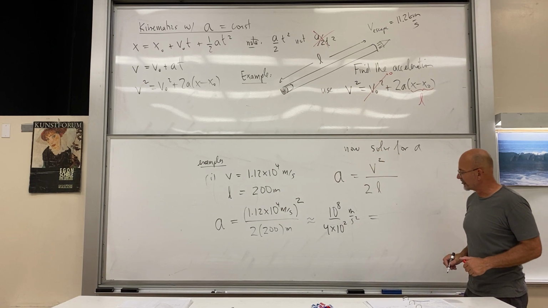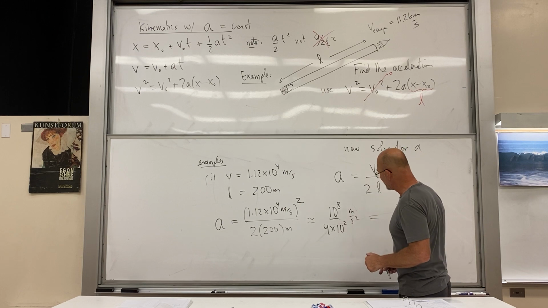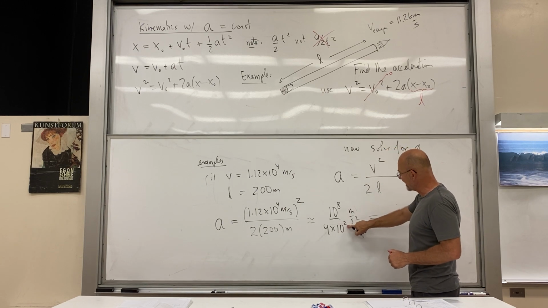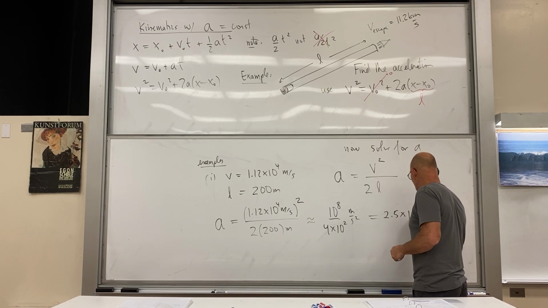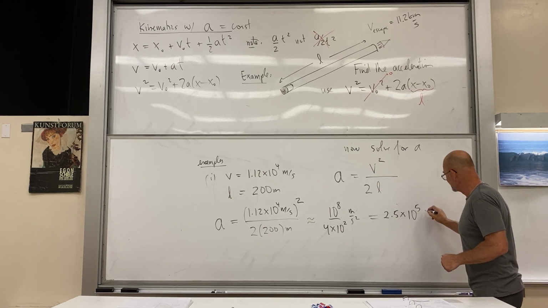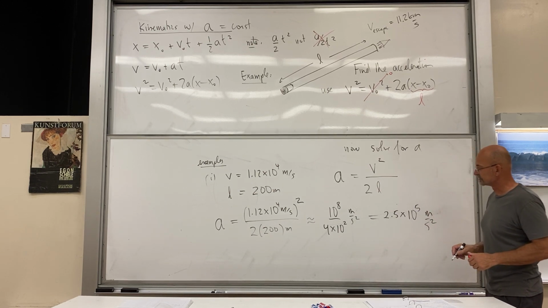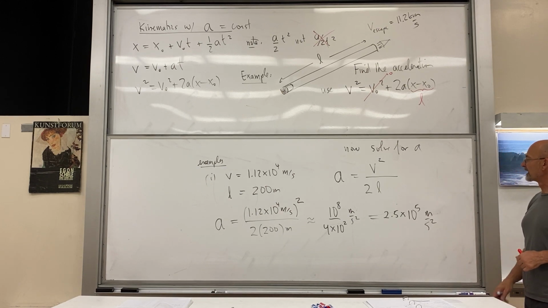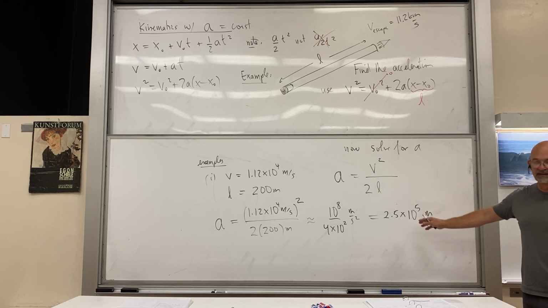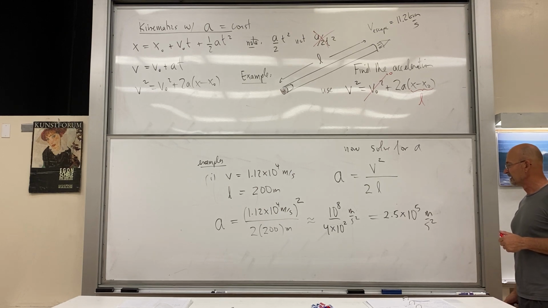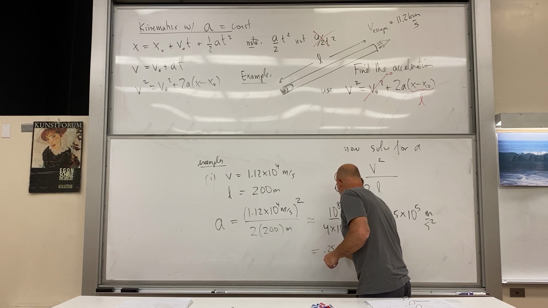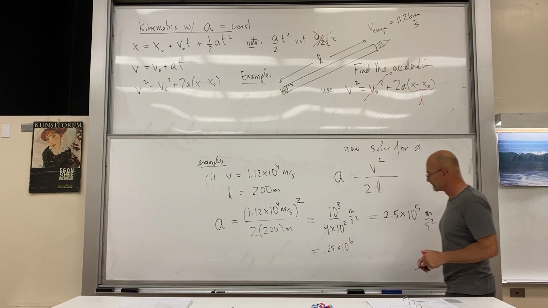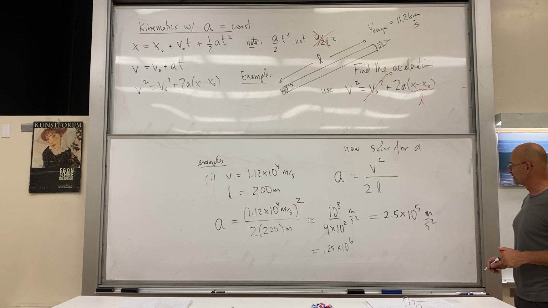So how much is that? That's 1/4 times 10 to the 6th equals 2.5 times 10 to the 5 meters per second squared. Okay, now we have to ask ourselves, what does that mean? So we just got a number out. So it's 0.25, 1/4, that was 0.25 times 10 to the 6. Okay, so 2.5 times 10 to the 5.